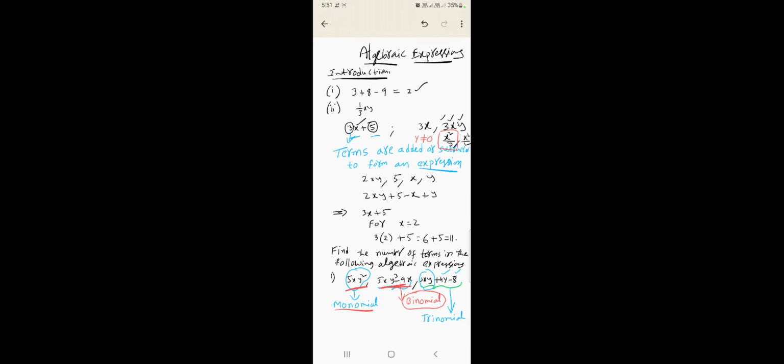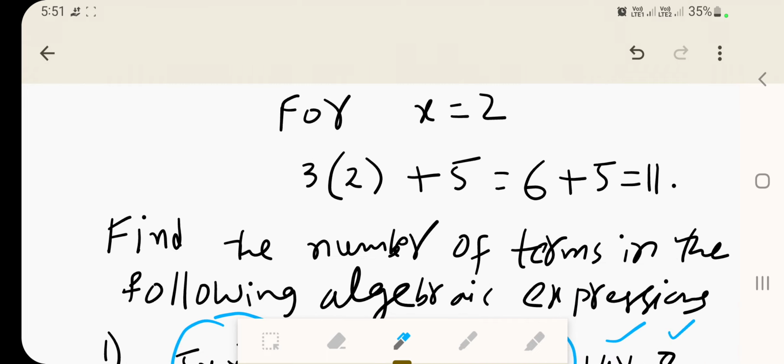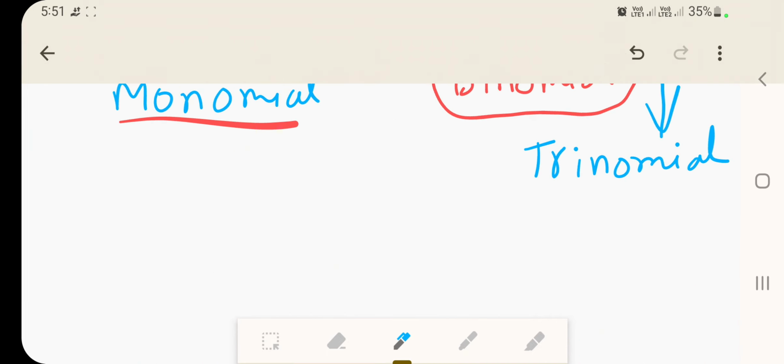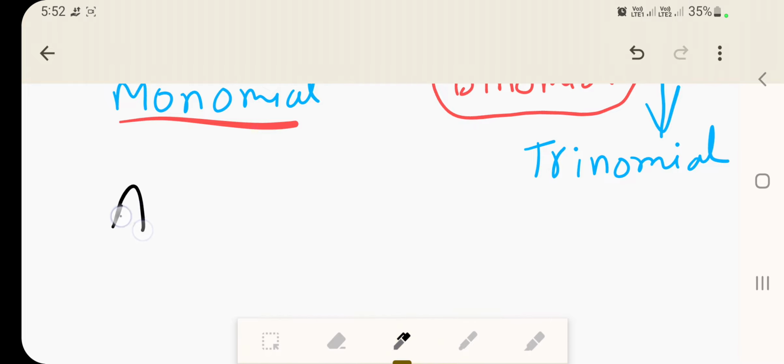So here we have seen different types of terms, what a term is and what an expression is. Now we'll see another small topic, addition of algebraic expressions, and we'll stop for today's class.